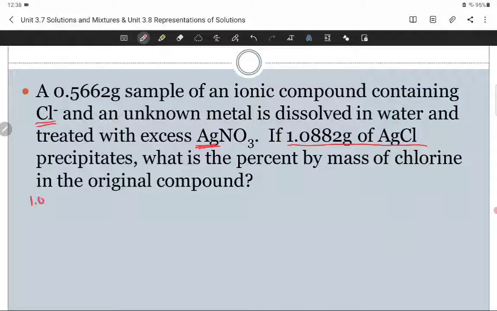Many of these questions are factor label, and if you know where to start, and the reason I'm starting here is because that's my precipitate, and that's always a good place to start. Well, it has grams. Is there anything I know that I can get rid of grams? Yep. I could go on the periodic table and find out how much 1 mole of AgCl weighs. I think it's in the 143.32 range if I look up an Ag and a Cl. Okay, so now my AgCl grams cancel.